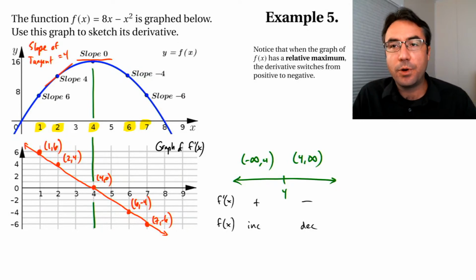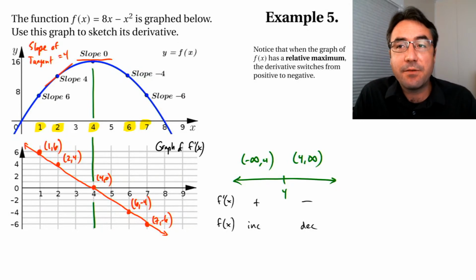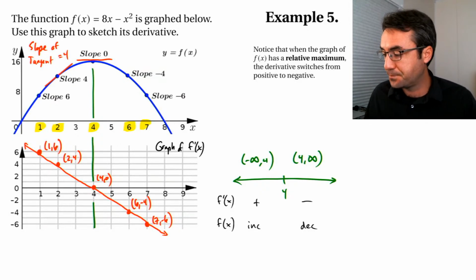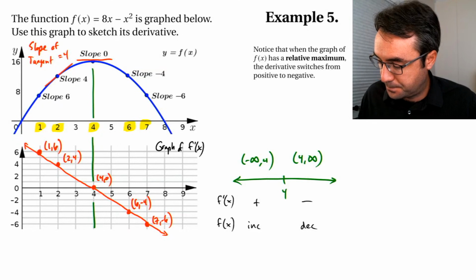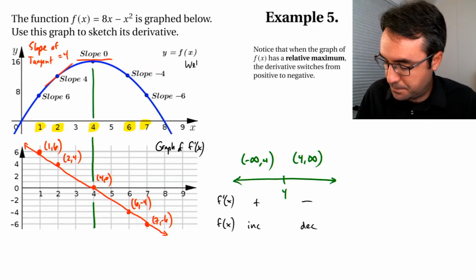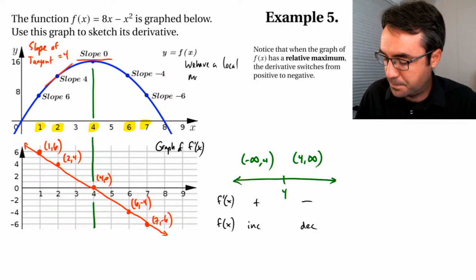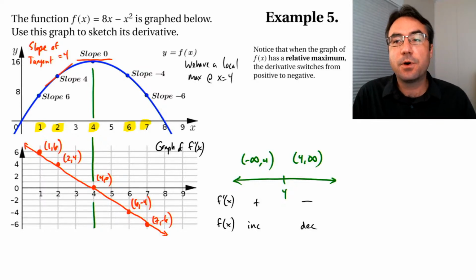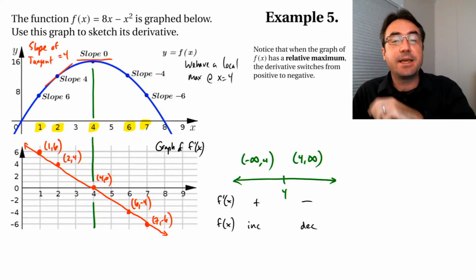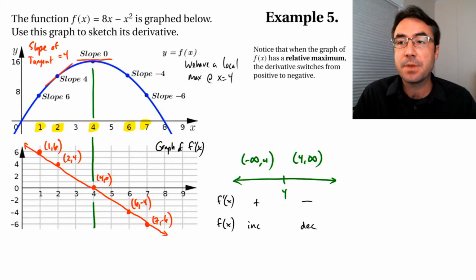But let's just point out that at x equals 4, we have a relative maximum. We have a local maximum at x equals 4. And so what's happening at x equals 4 is the derivative is switching from positive to negative at x equals 4. And that gives us a maximum.